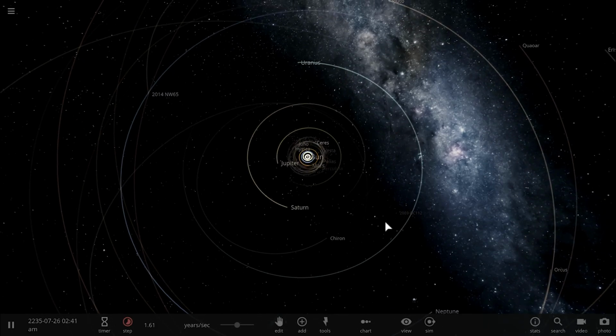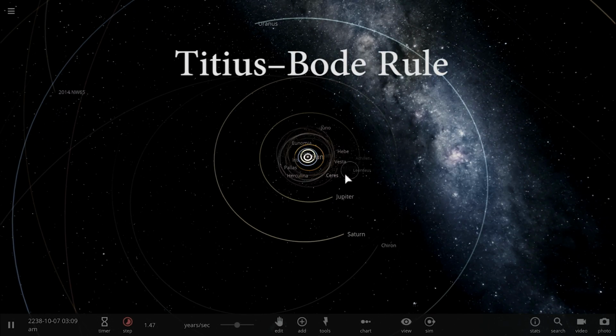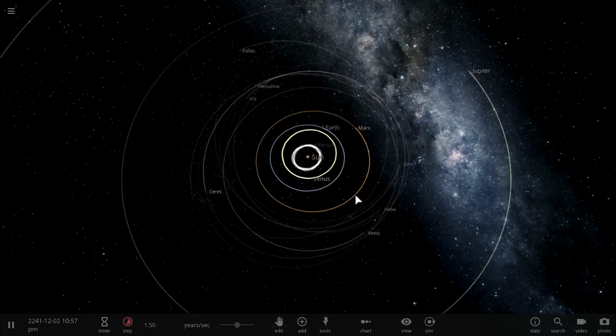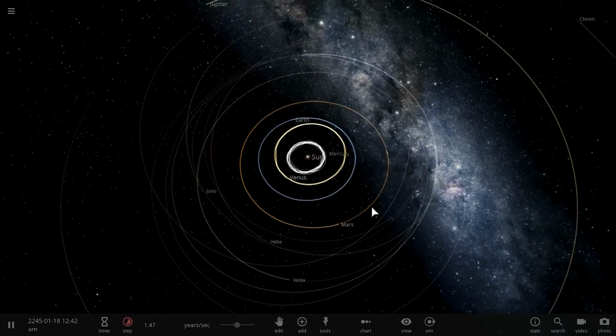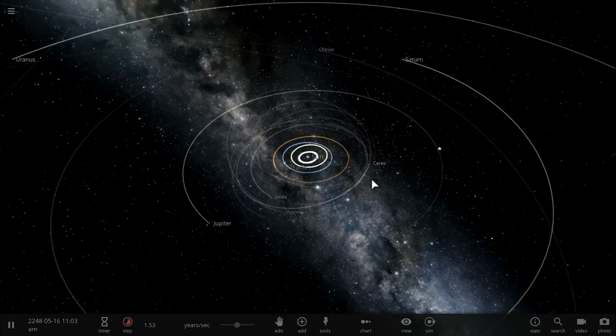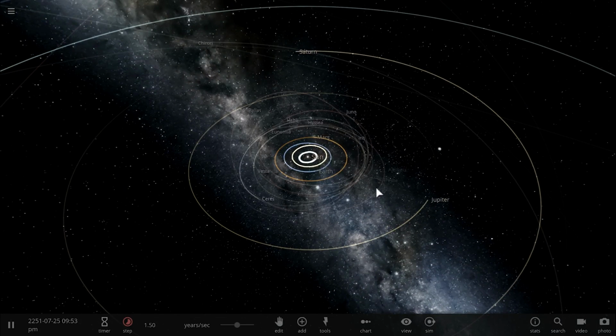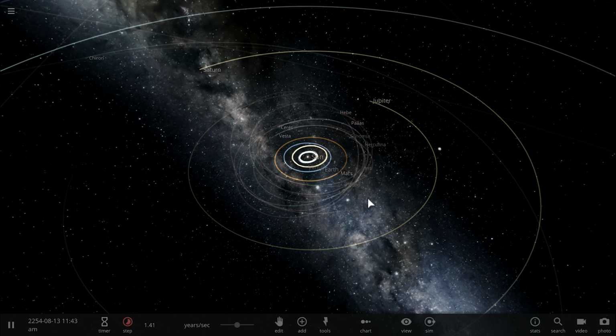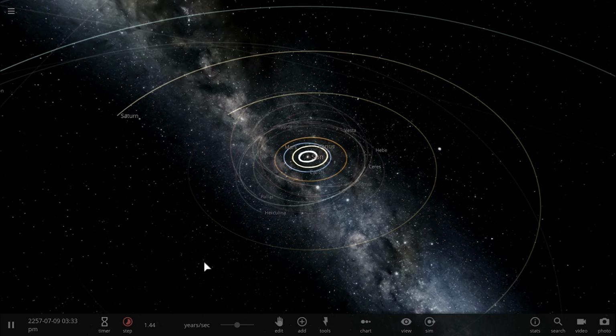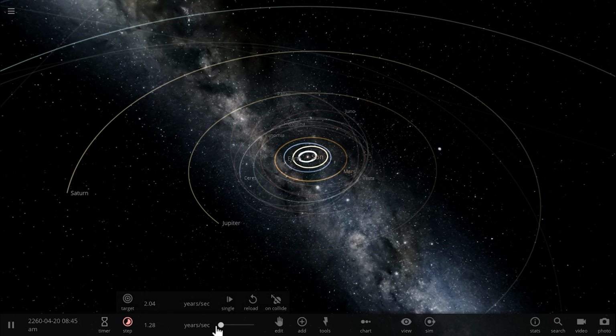So what exactly is this rule? Well, back in the early 18th century, the astronomers defined the pattern of planetary location using this really, really cool mathematical rule that they discovered completely by accident. Let me just show you how it works.